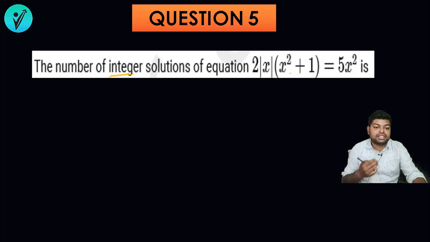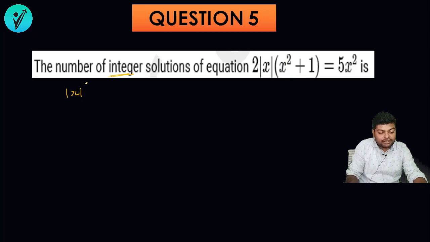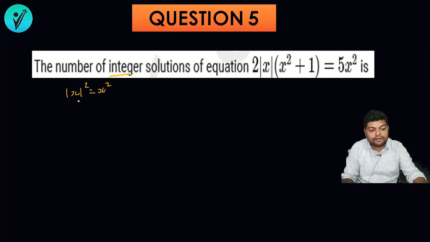Now again we'll be using the concept of DRS, where we decode the question in our language. It's very important to understand and write the question in your language before solving it. Do you know that mod of x square is the same as x square? Because mod x will always give a positive number, and the square of a positive number is also positive. So both the terms are equal.